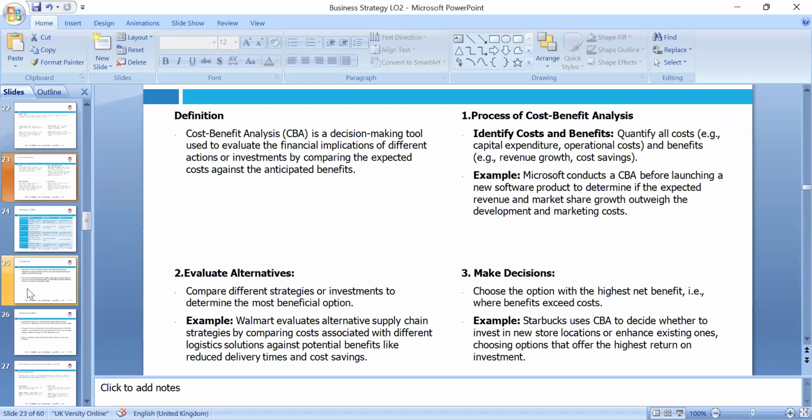We can look at capital expenditures, which means the assets invested in the infrastructure, and operational cost and benefit. Take Microsoft launching new software, determining the expected revenue, market share, and growth, and then the market decision, choosing the high net benefit, where benefit exceeds cost. And then of course the cost, the benefit, the location benefit, and the higher level of return.